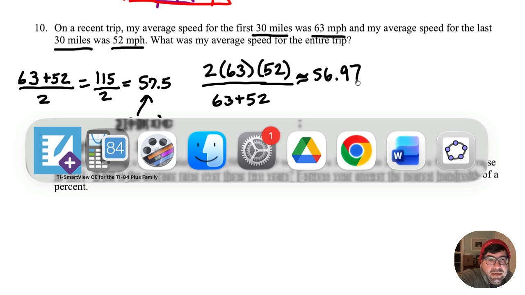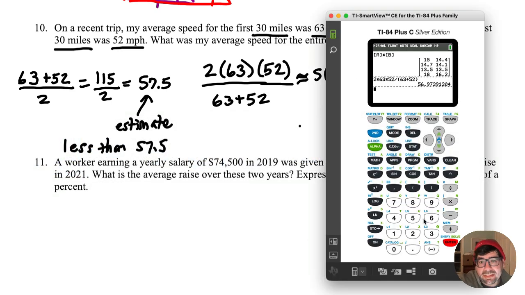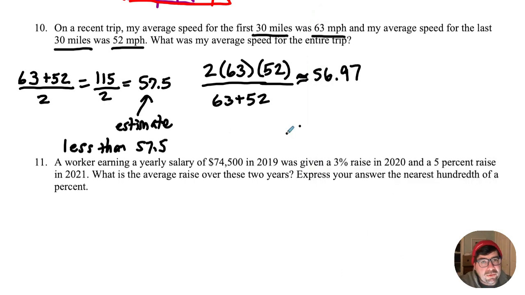But if you didn't estimate, what seems to happen to a lot of students in this is they do 2 times 63 times 52 divide by 63 plus 52. Now what that's going to do is basically take these three numbers, divide it by 63, get the answer, and then add 52. And you can see the answer 156, that's way off. It's just not correct, right? So having that estimate can really keep you grounded.